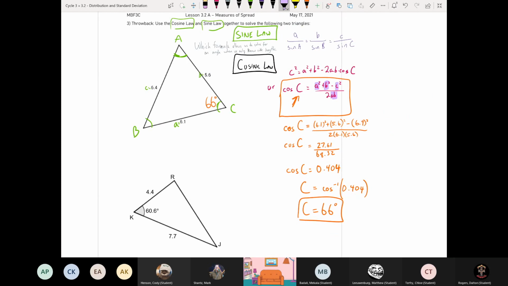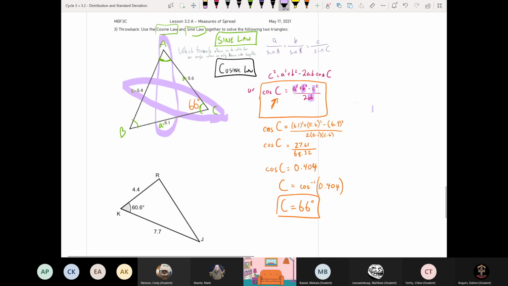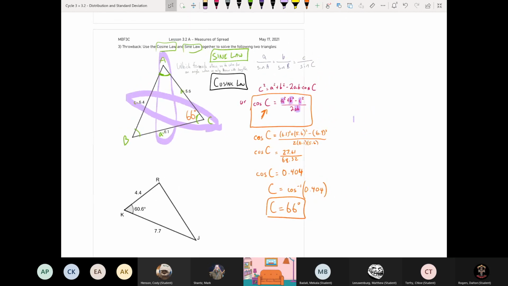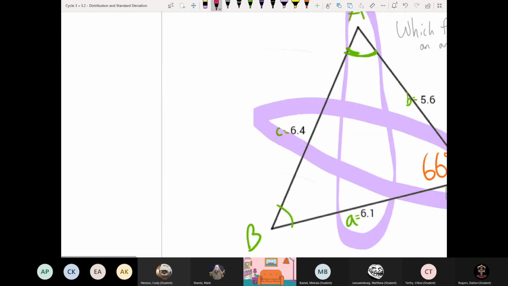So now that I'm in a situation where I have an angle, I can do my sine law if I want to, right? As long as I have an angle and side that are paired together, I can do sine law. I just need one that's paired together, which I didn't have before. So now that I have that, I can do sine law and solve for any other side. I'm going to solve for angle A.